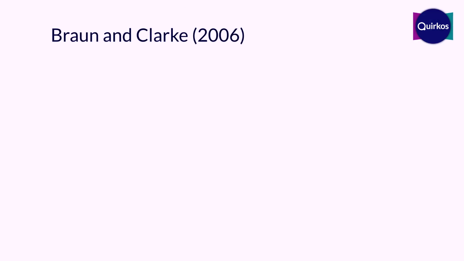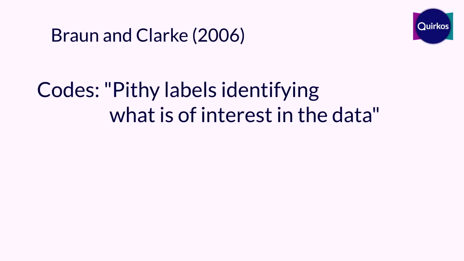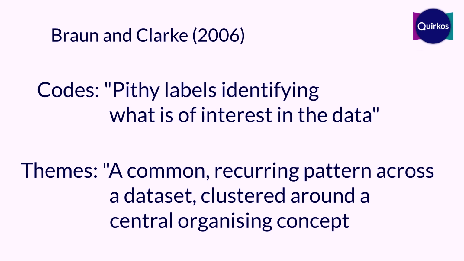Braun and Clark describe codes as being a pithy label identifying what's of interest in the data, while themes are an idea or concept making a common recurring pattern across a data set, clustered around a central organizing concept. So in our example here, low-fat yogurt might be a code, and healthy eating would be something that would be more like a theme.